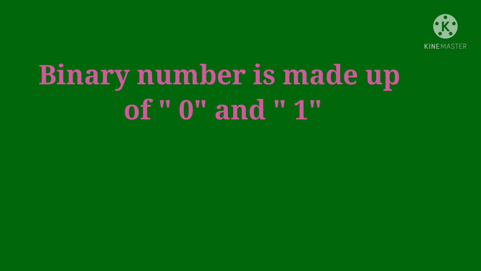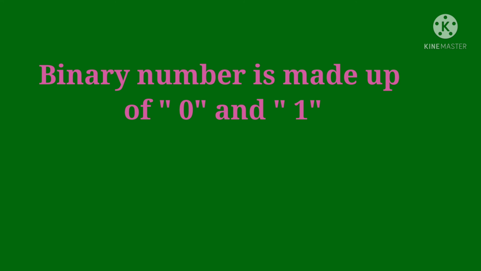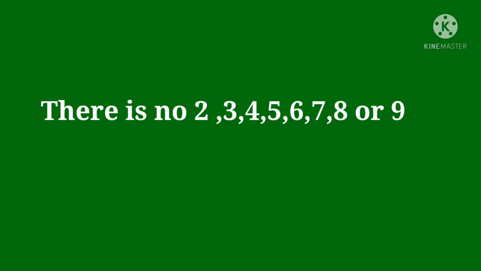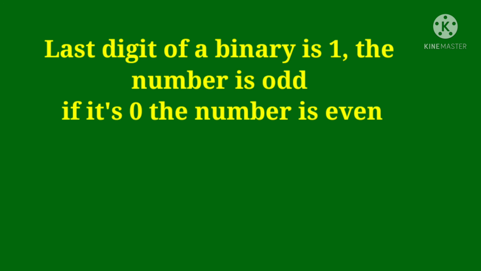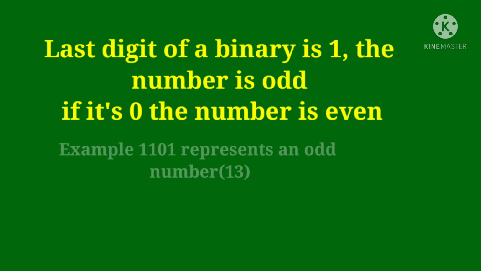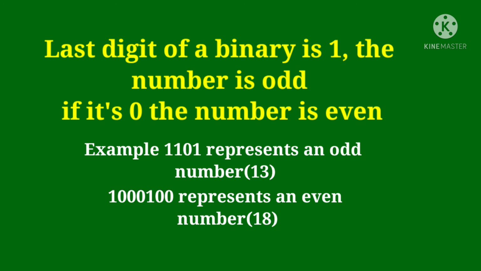A binary number is made up of only zeros and ones. For example, 110100. There is no 2, 3, 4, 5, 6, 7, 8, or 9 in binary. If the last digit of the binary number is 1, the number is odd. If the binary number ends with 0, then the number is even. Got it? For example, 101.